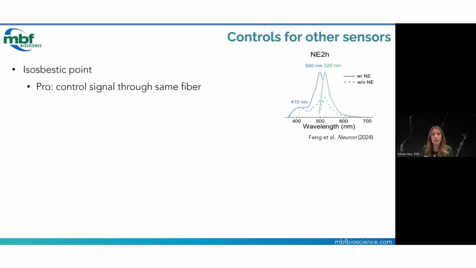So if your sensor does have an isosbestic point, it's a great control. The advantage is that you can record that signal through the exact same fiber as your signal of interest. But the con is that the isosbestic point of many sensors isn't 415 or 405, which is typically the wavelength of light that photometry systems are equipped with. A lot of them are closer to 440. Most systems don't have a 440 excitation LED, so you can't always use the isosbestic point for control. So there are some other options.